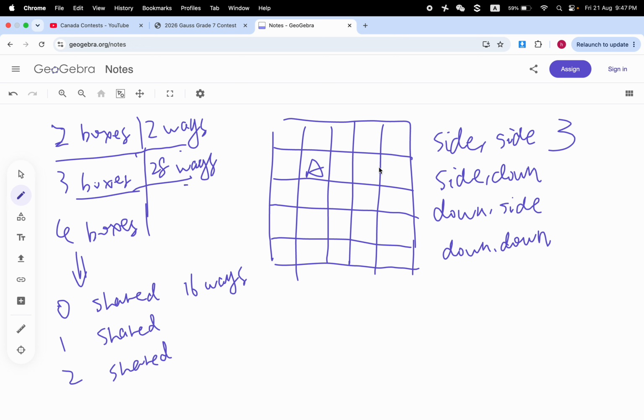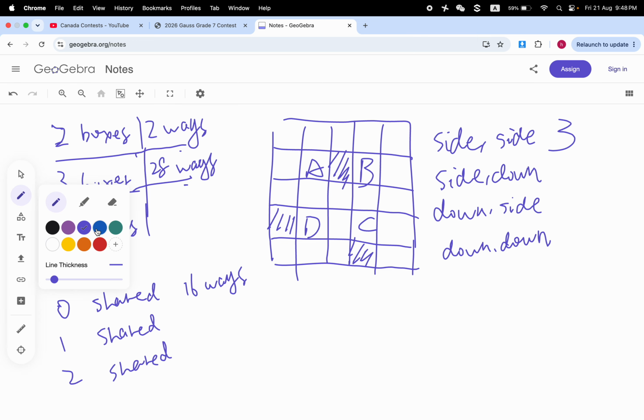A, B, C, D, and now we are doing side down. Later downside will be, so let's say side and down, okay, and this is the fixed shared box. Okay, now let's mark off all those unsafe spots.